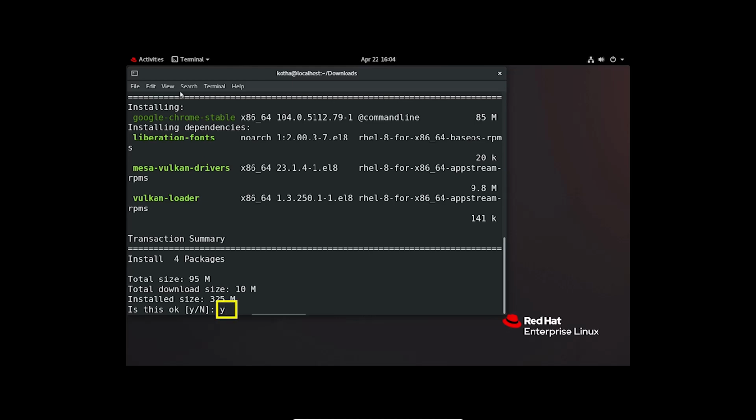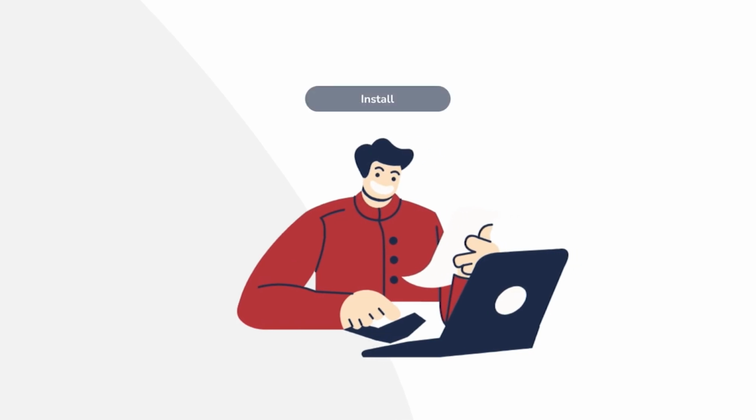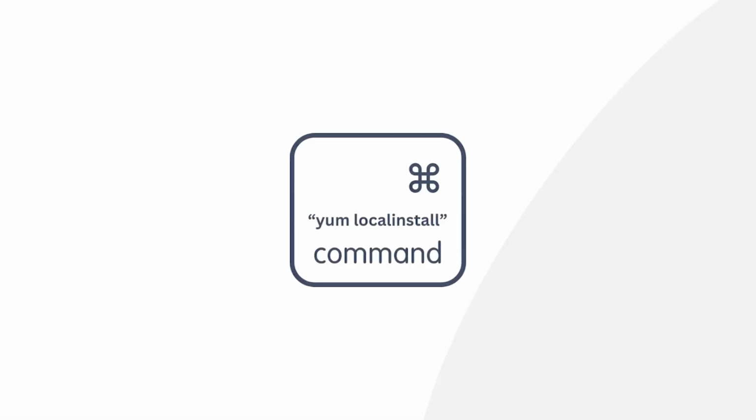Pressing Y to continue. Finally, as the local app package installation is complete, the system displays a confirmation message indicating the successful installation. So this is how you can successfully install a local package using the yum localinstall command.